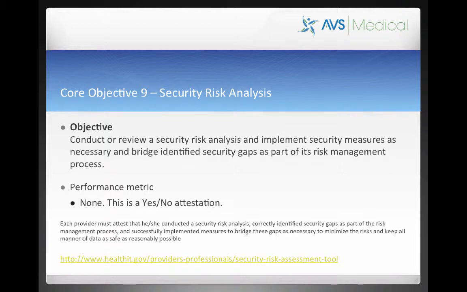Okay, core objective number 9 is another yes-no attestation. This is the security risk analysis. You need to conduct or review a security risk analysis and implement security measures as necessary to bridge any identified security gaps as part of your process. You probably did this in the past, but you need to do one every year. There is no percentage here. It's simply a yes or no.